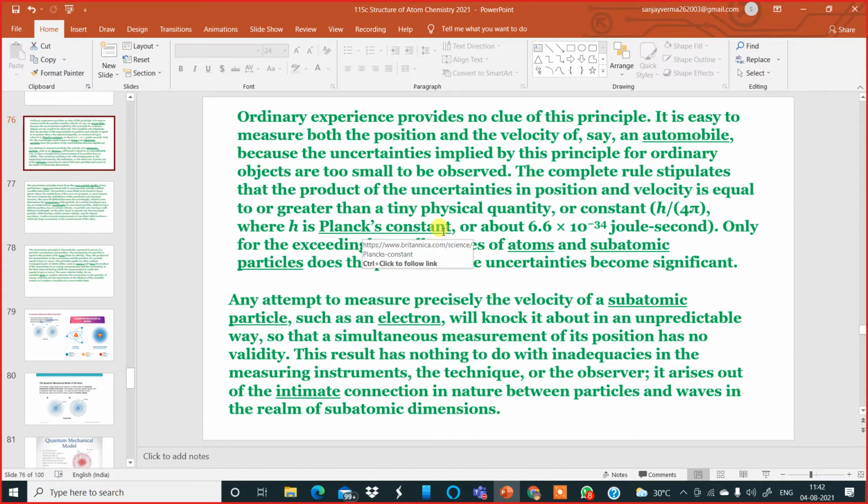I am trying to explain the equation of Heisenberg's uncertainty principle, which is delta x into delta p, that is momentum, greater than or equal to h by 4 pi. I am trying to explain this equation to all of you just now. This Planck's constant value is so small that only for the exceedingly small masses of atoms and subatomic particles does the product of the uncertainties become significant. It becomes important over here.